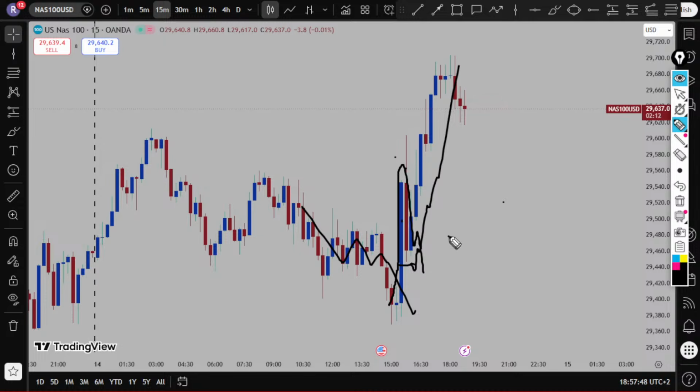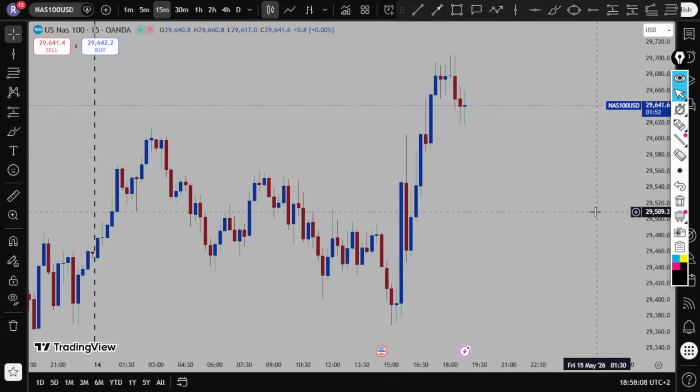So if you entered somewhere there, you're going to get a small profit. But if you try to hold, then the market is going to smoke you. Easy as that. So that's the thing about the market for today.